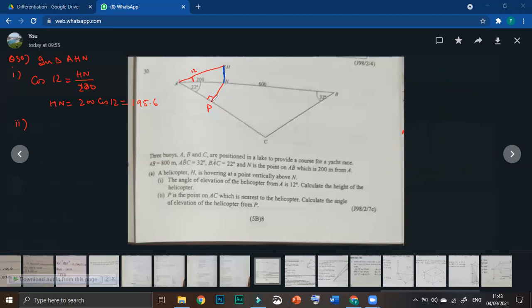Now, when from P we look at the helicopter, this one is the line. This one is the angle at which we see the helicopter, making an angle of elevation from P. Now, in which triangle? This one is the angle we want to find. This one is the angle of elevation of H from P. Which triangle will we use to find the angle of elevation?